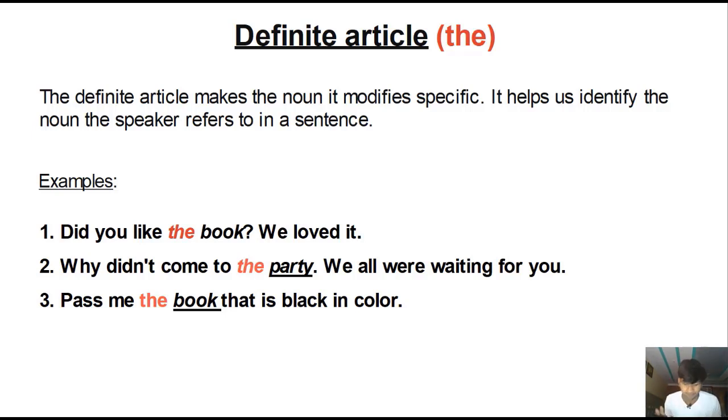This is very, very important. Do not save it for later. Do not do that. Watch the entire lesson in one go and you'll master this. All right, so let's start with the very first one, which is definite article.